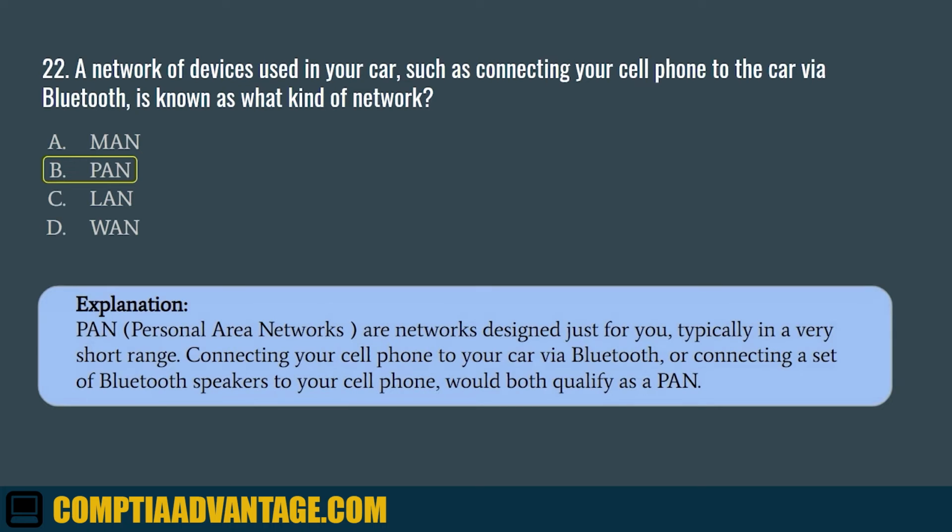PAN, Personal Area Networks, are networks designed just for you, typically in a very short range, connecting your cell phone to your car via Bluetooth or connecting a set of Bluetooth speakers to your cell phone, which would qualify as a PAN.